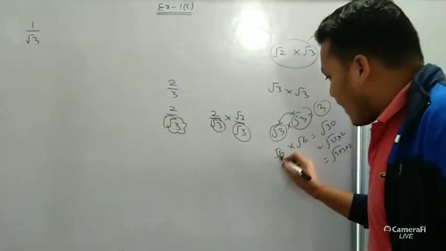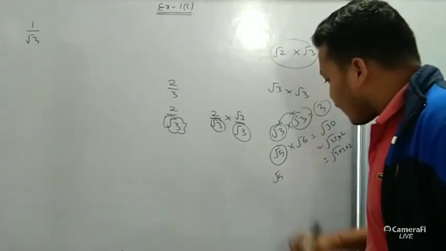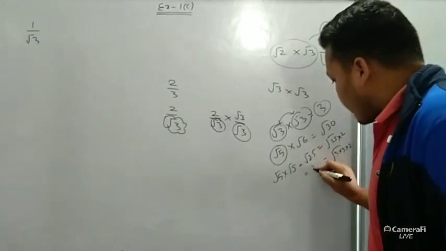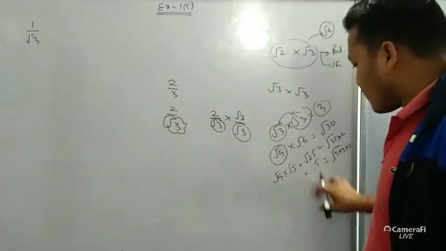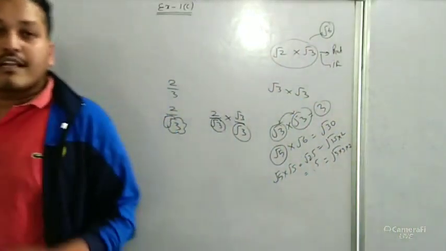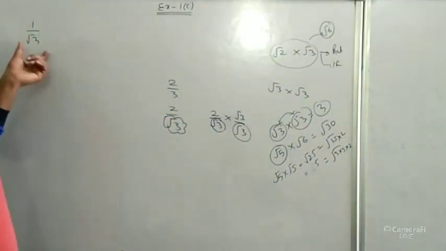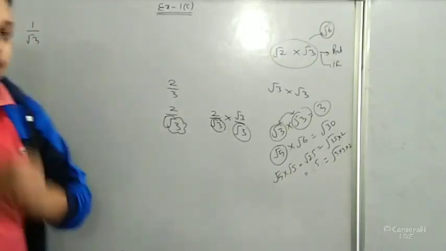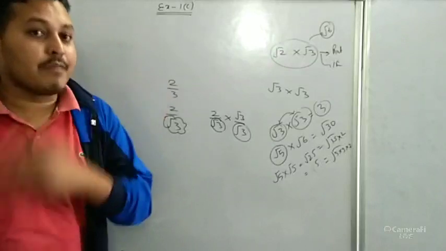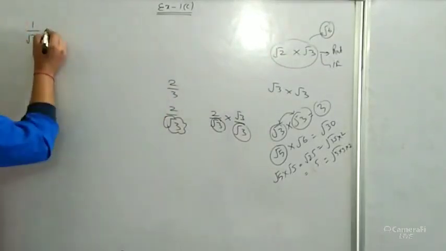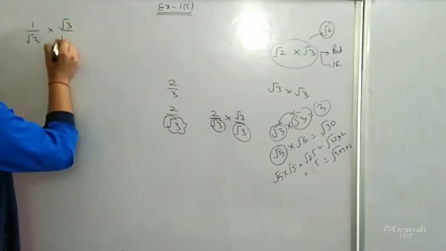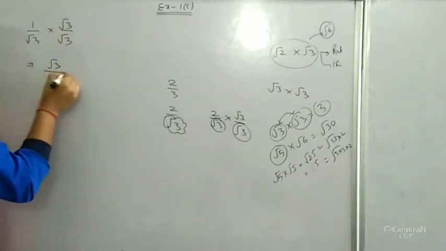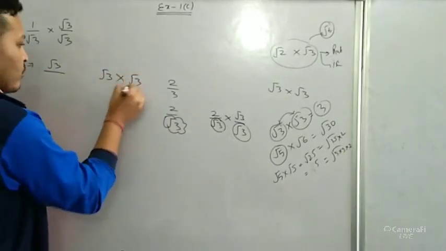So if you want to remove this root from the 5, multiply by the same number, so the answer will be 25, and this 25 we can write as 5. So remember this thing: if you want to remove the denominator, meaning remove the irrational number, remove the root sign of any number, multiply that number with the same number. So for 1 by root 3, multiply and divide by the same number. So the answer is, see, 1 into root 3 and root 3 into root 3. As you know, I know you know about this thing.